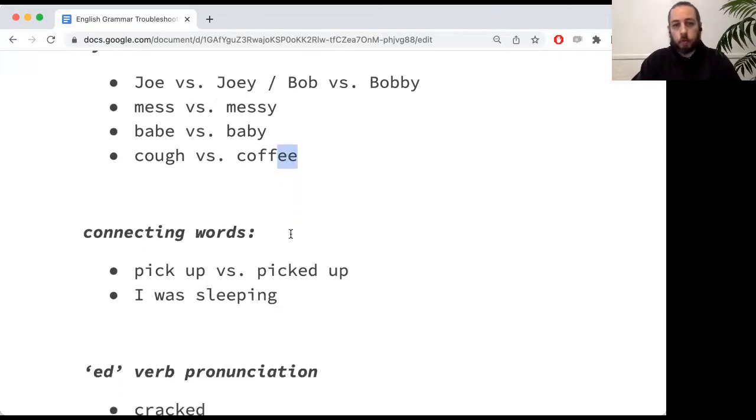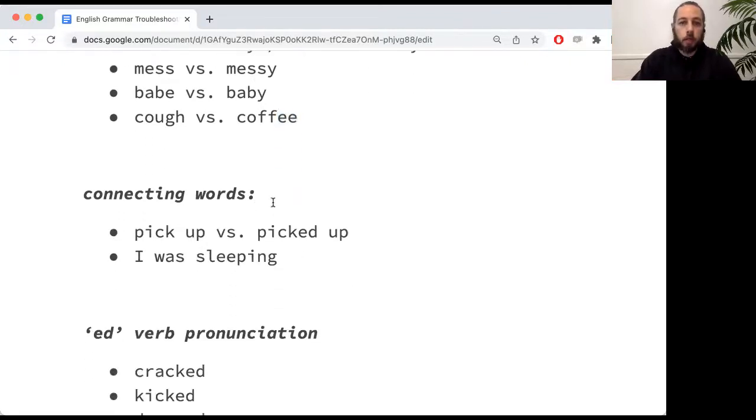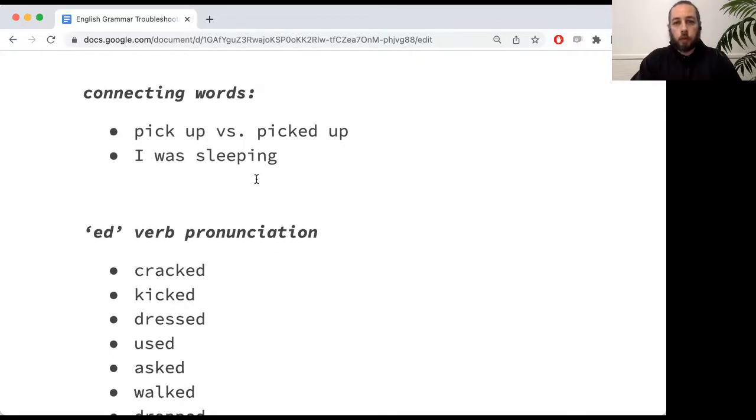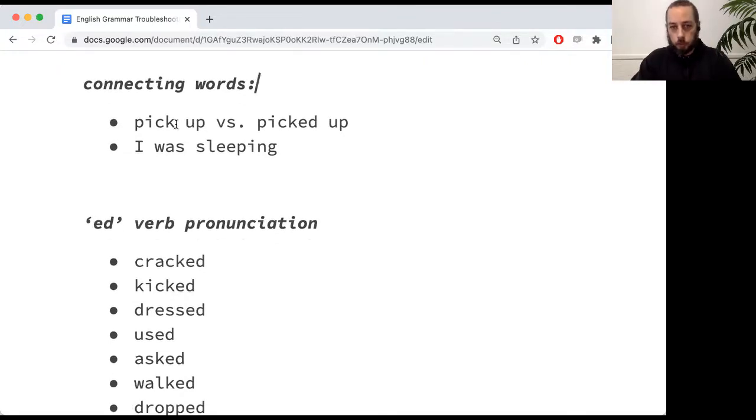All right, now 2 more sections. So let's work on connecting words here. So here you have pick up, that's the present tense version, versus the past tense version, picked up. So how can we do this? Since up starts with a vowel, you can connect it to the consonant before it. Therefore, you connect it to the K. Pick up, pick up. Try it after me, pick up.